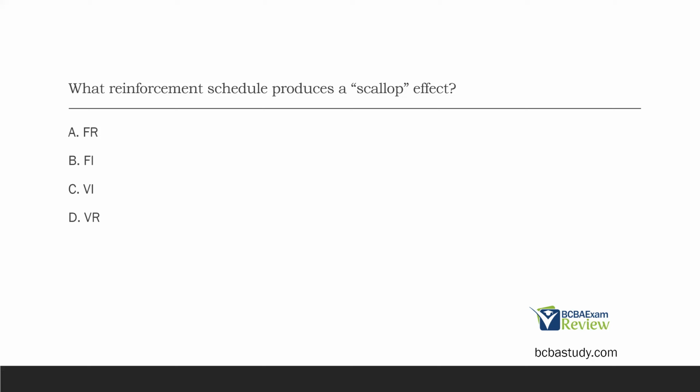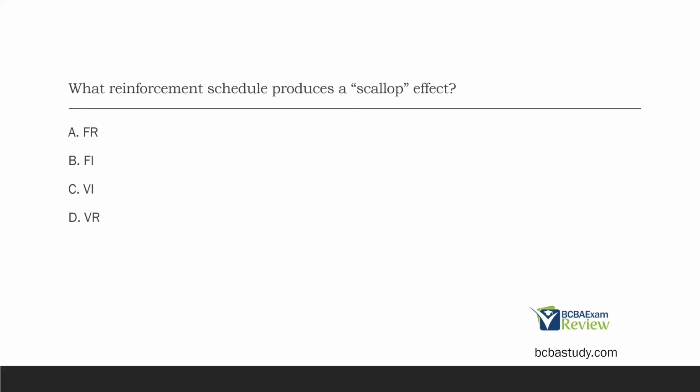Well, scalloping, right, is just a pattern of response where there's a pause after reinforcement is delivered, and then after a time passes, there's a rapid rate of response. And why does that occur? Well, because the scallop occurs for a fixed interval schedule. And why is that? Well, think about how a fixed interval operates, right? If we're on a fixed ratio and it's an FR5, we know we have to engage in 5 responses for reinforcement.